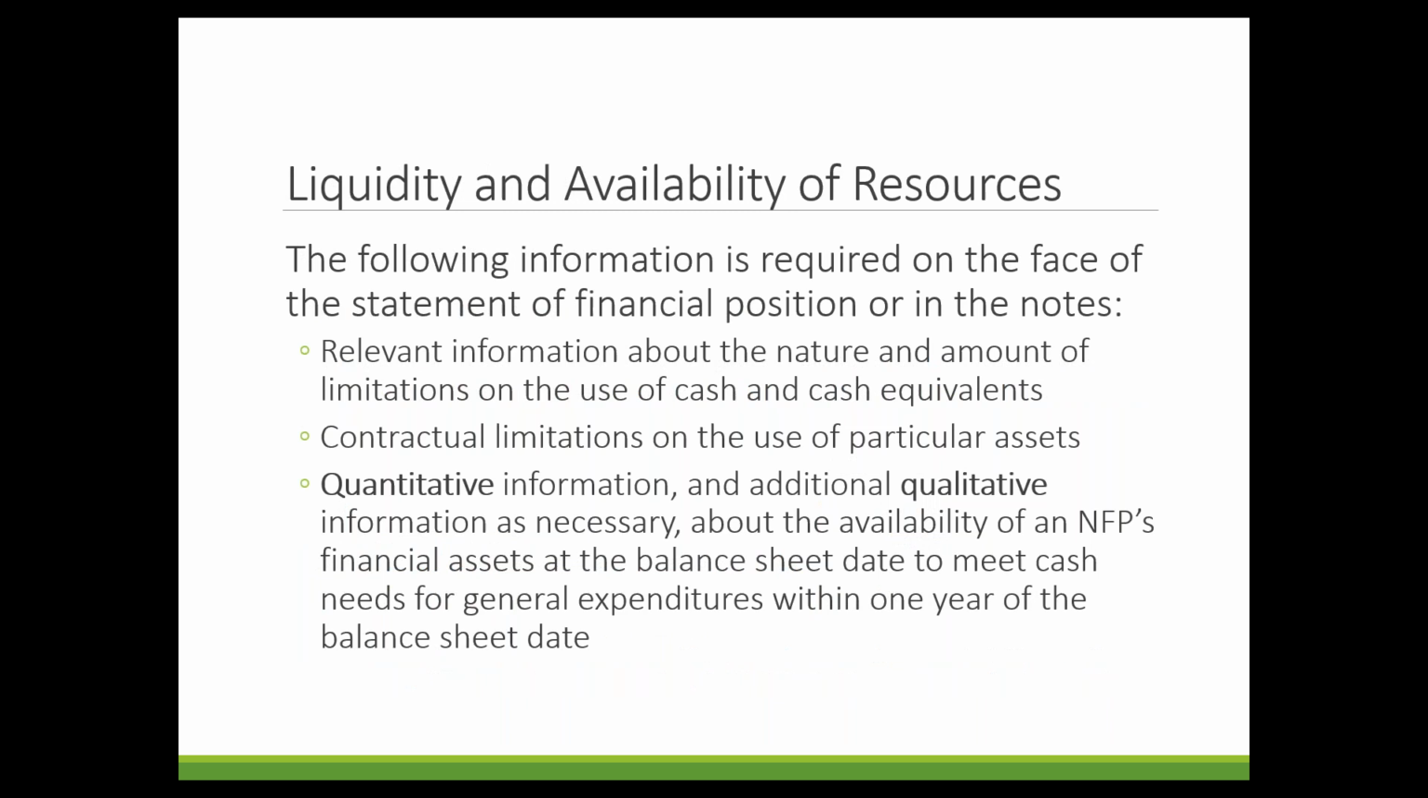The other ASU update I'm going to talk about is liquidity and availability of resources. The following information is required on the face of the statement of financial position or in the notes. Usually we see it in the notes. And it needs to include relevant information about the nature and amount of limitations on the use of cash and cash equivalents, any contractual limitations on the use of those assets, as well as quantitative information and additional qualitative information as necessary about the availability of your financial assets at the balance sheet date to meet cash needs within 1 year from the balance sheet date.